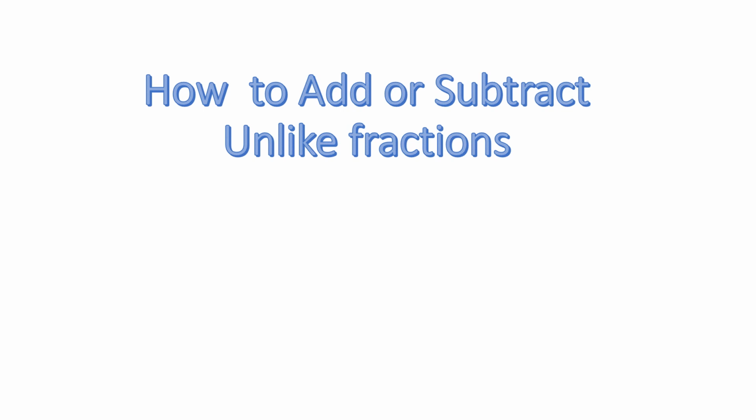Today our topic is how to add or subtract unlike fractions. Now we have two unlike fractions, 1 over 2 and 3 over 4, and we have to add them. As I told you in our video on like fractions and unlike fractions, unlike fractions are those fractions in which the denominators are different, 2 and 4. No matter whatever the numerator is, if the denominators are different, we call them unlike fractions.